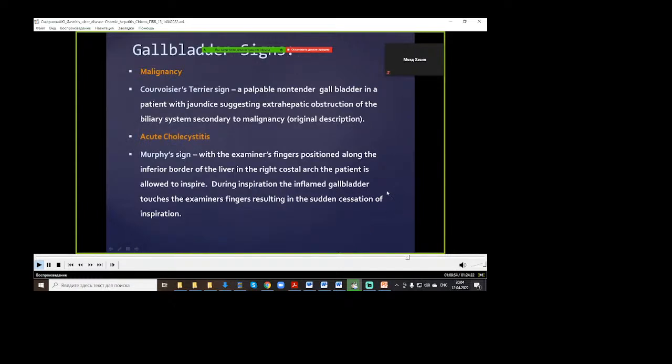So what are the gallbladder symptoms which will be positive in case of cholelithiasis, acute cholecystitis, or exacerbation of chronic cholecystitis? They are the first, Murphy's symptom.